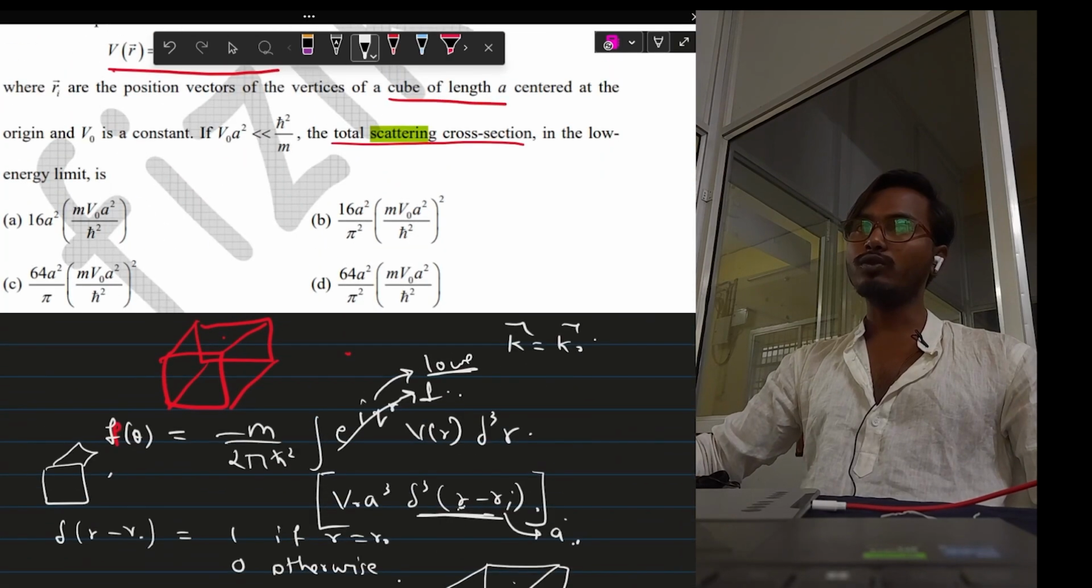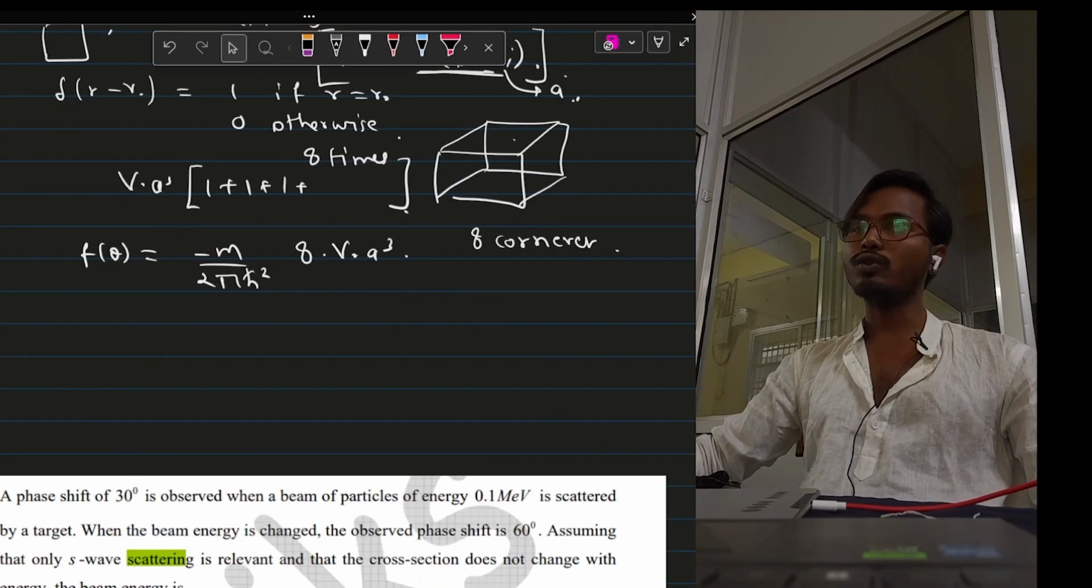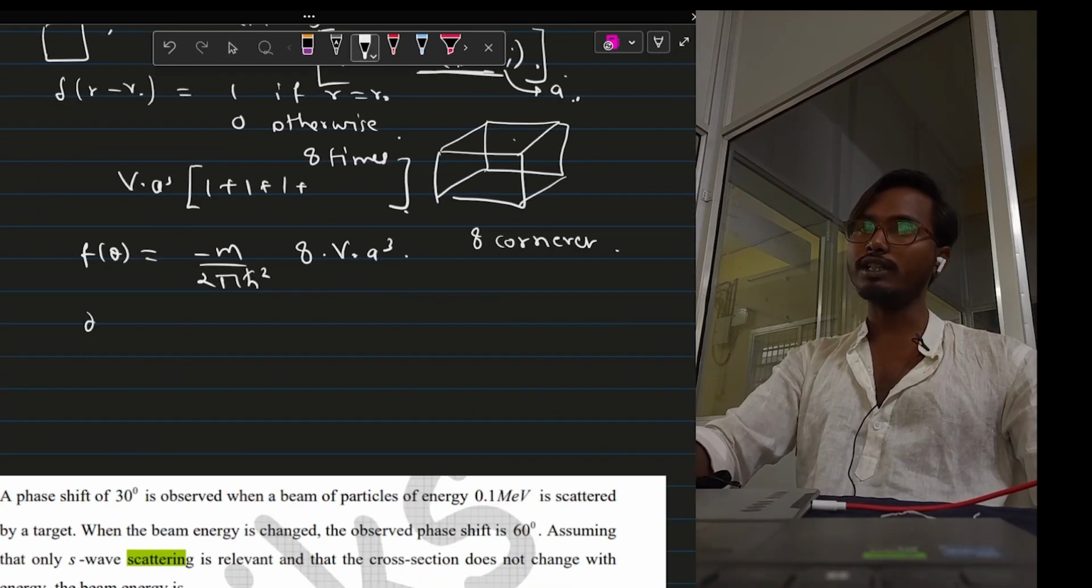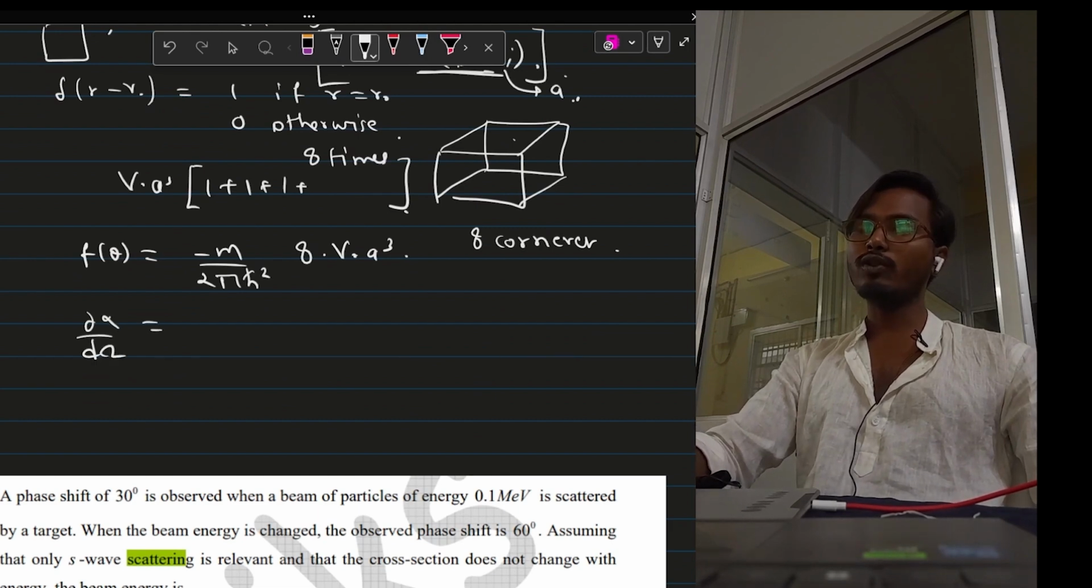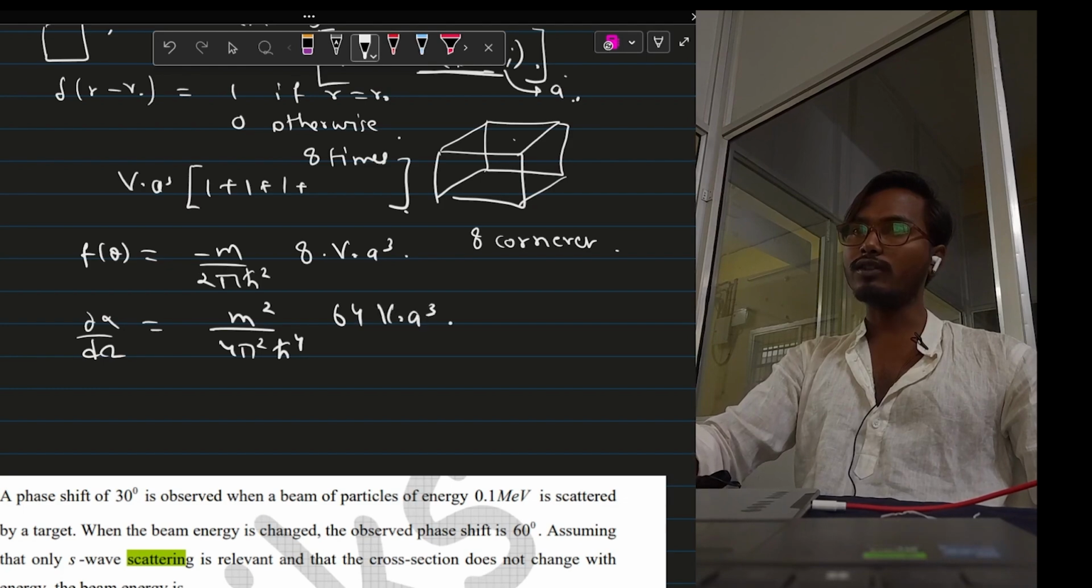Then we have to find the total scattering cross section. For total scattering cross section, we need the differential scattering cross section. Okay, what is the differential scattering cross section? Simply the square of this term: m square over 4 pi square h cut power 4, times 64 V naught squared A to the 6.